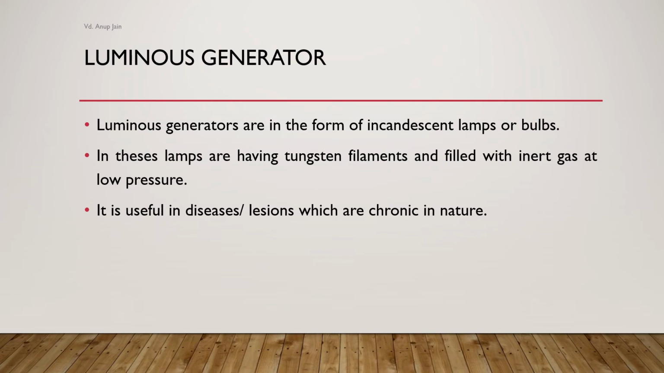The second category of generator for production of infrared rays are luminous generators. They are in the form of incandescent lamps or bulbs. In these lamps, we have tungsten filaments filled with inert gas at low pressure. Upon passing current, they produce visible light, infrared rays as well as other rays. They are useful in diseases or lesions which are chronic in nature. This is the commonly used infrared generator which is easily available.